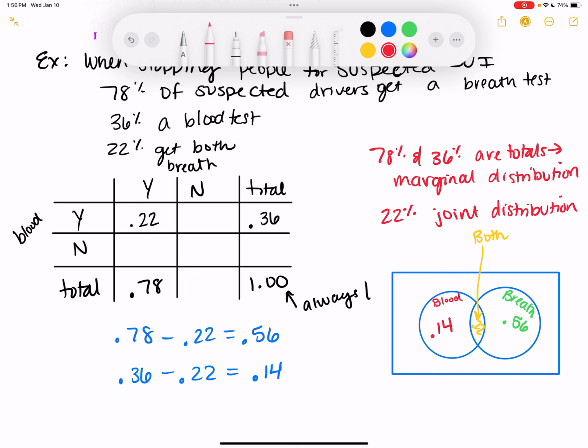So now I can use this information to also help fill in my table, because that's what I'm trying to do. So, let's see. Breath test but no blood test was 0.56. So 0.56 goes here. Blood test but no breath test is the 0.14.